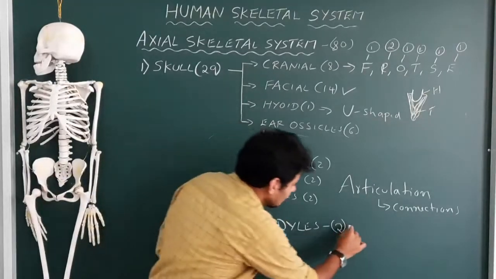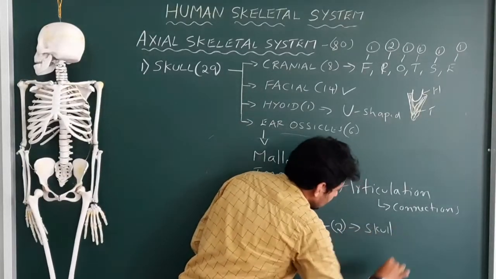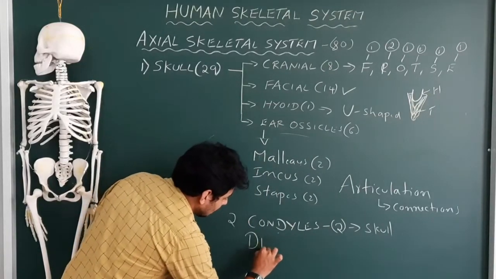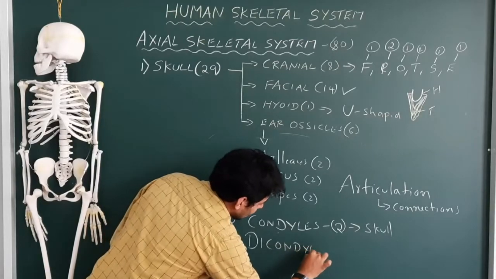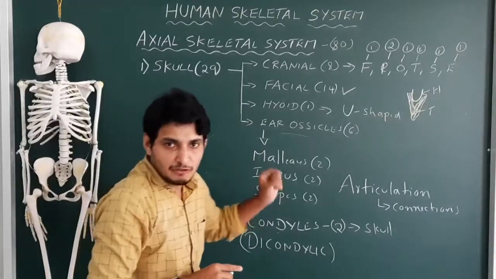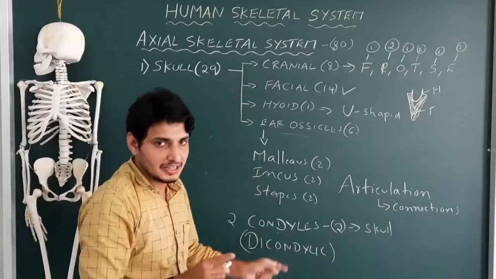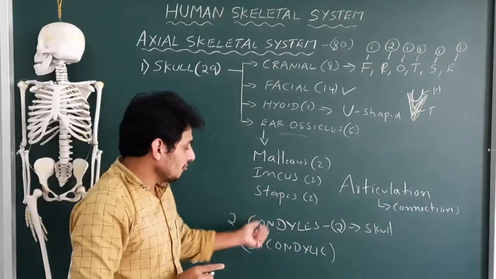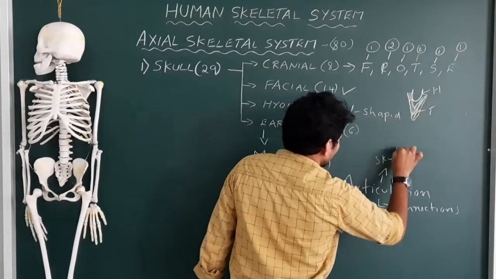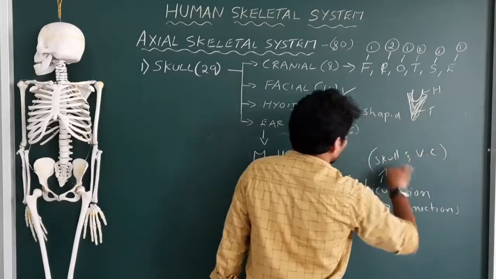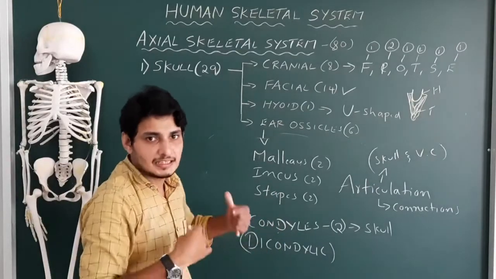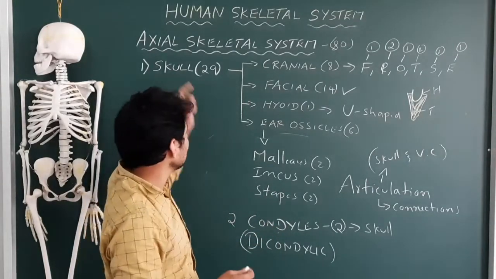Where exactly is it present? It is present at the base of the skull. Got it? So how many are there? 2 are there. So human skull is dicondylic. Please note this point. You may get this question for your competitive part. Human skull is dicondylic because it has 2, or a pair of, condyles, which actually articulate the skull and vertebral column. Articulation of skull with the vertebral column is done by the condyles. We have 2 condyles, hence it is called dicondylic. So that's all about the skull portion.